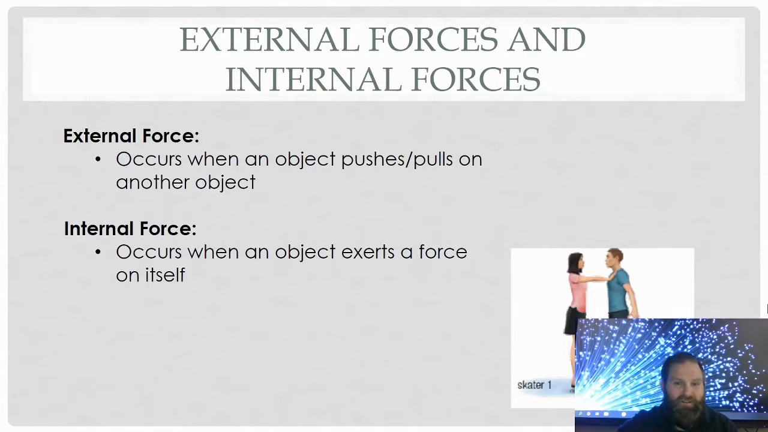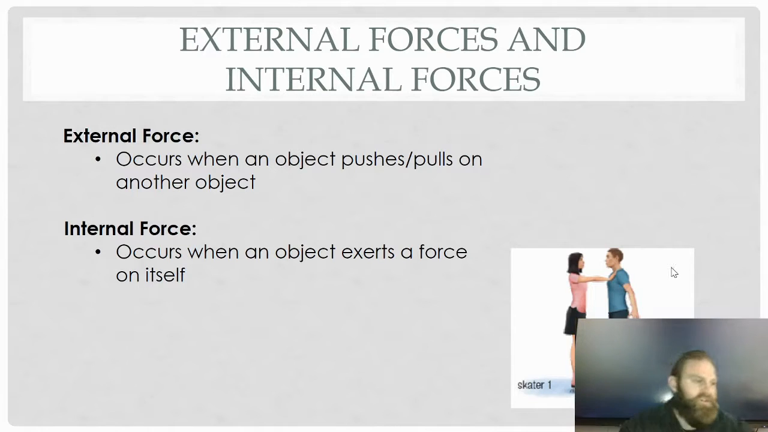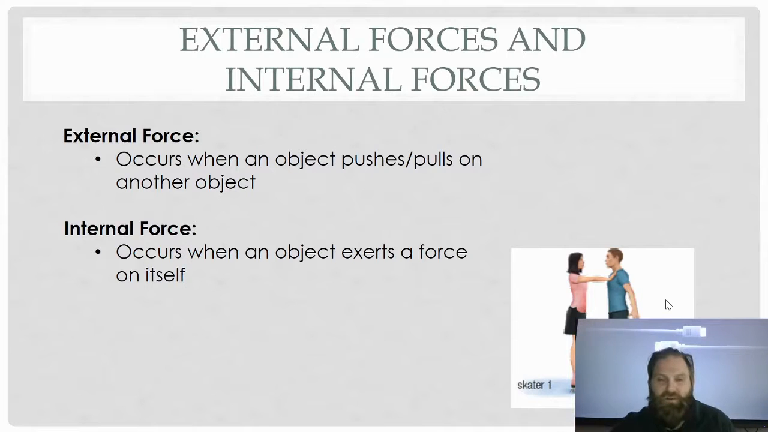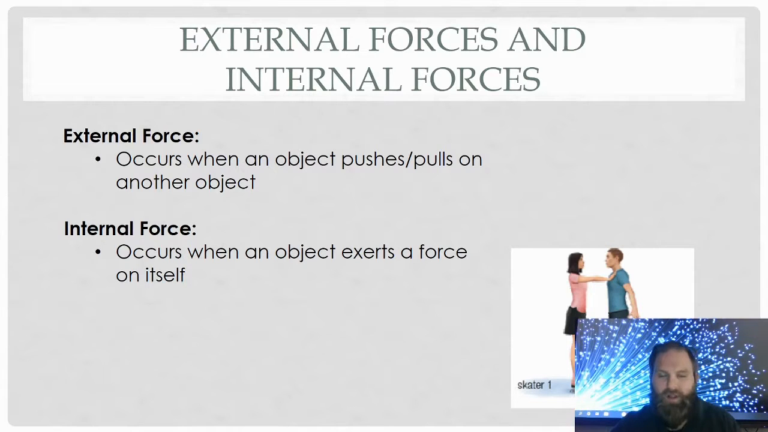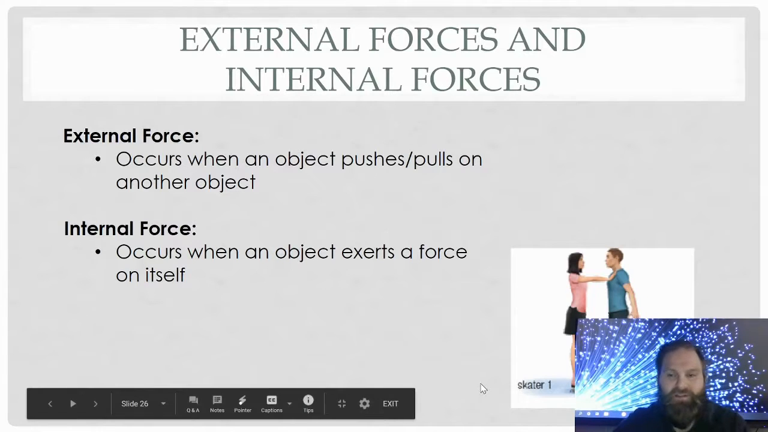An internal force is when an object exerts a force on itself. Those are just important to have an idea what they are. So in this case, an internal force would be a force when skater 1 pushes on skater 2. There's an internal force that skater 1 exerts on itself because skater 1 is going to go backwards, and we'll talk more about that in Newton's laws.